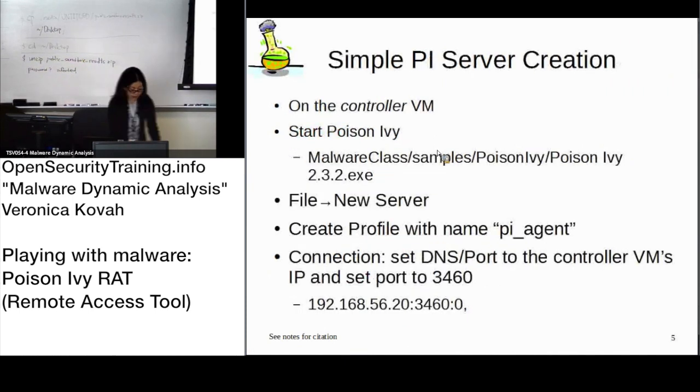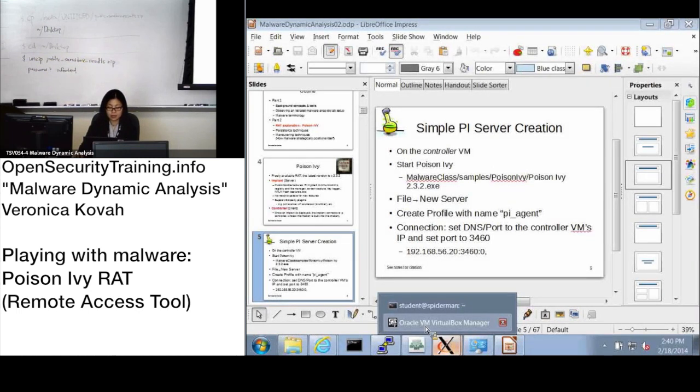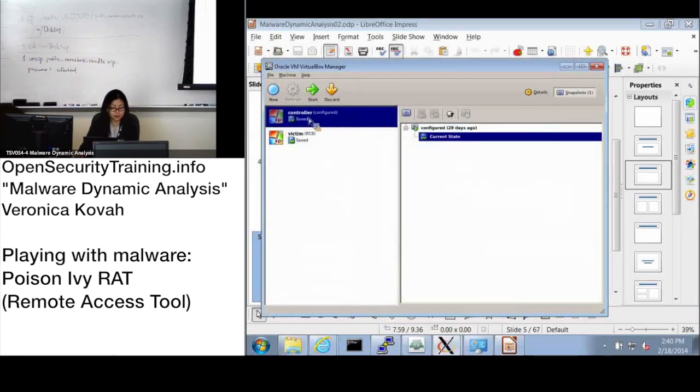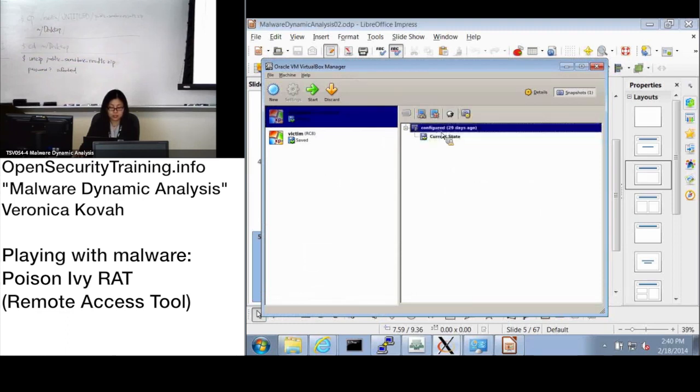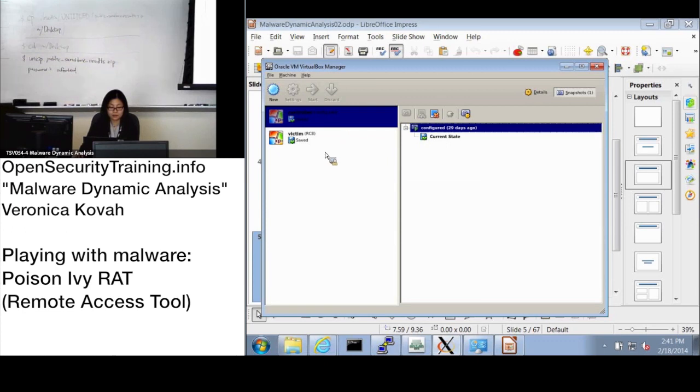I am at part two, page five. Let's start from VM VirtualBox Manager, and from here, controller. Please restore to the configured snapshot, which it probably already is, and let's start the controller VM.